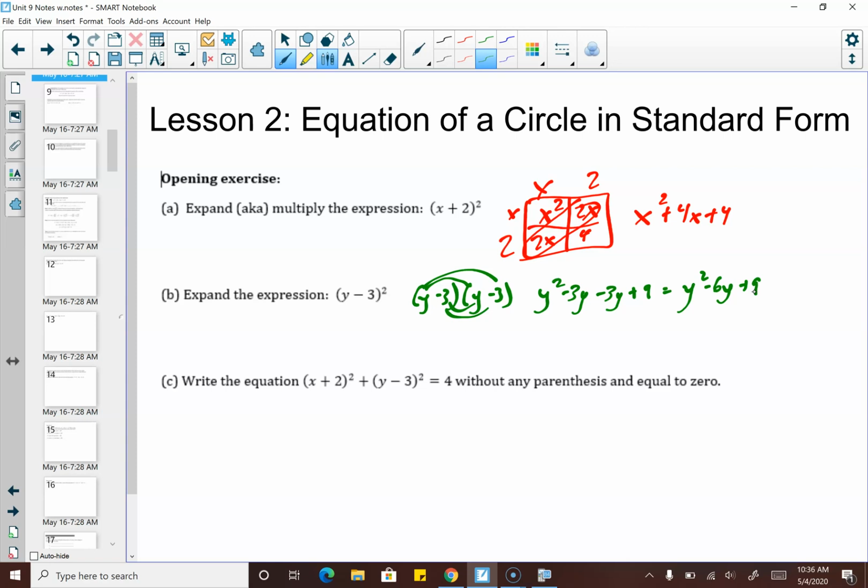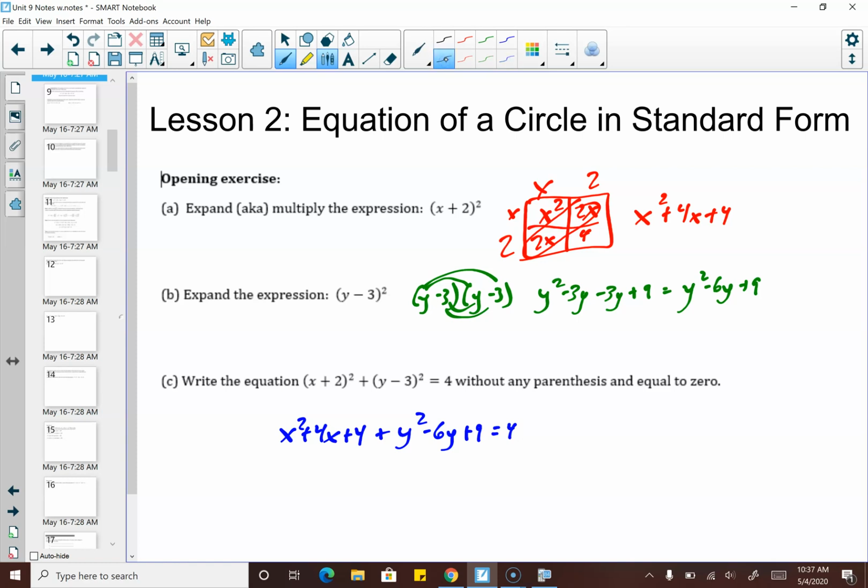So now we want to write the equation x plus 2 squared plus y minus 3 squared equals 4 without any parentheses and set equal to 0. So this looks like our equation of a circle in center radius form, and we are going to focus on how we get basically to standard form from there. So if I work with my x plus 2, we just found that that was x squared plus 4x plus 4. All right, that's what we did in part A. Plus, we just found out that y minus 3 squared was y squared minus 6y plus 9. And then we're going to be equal to 4.